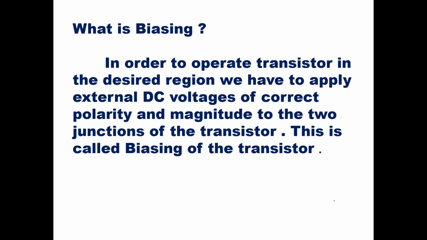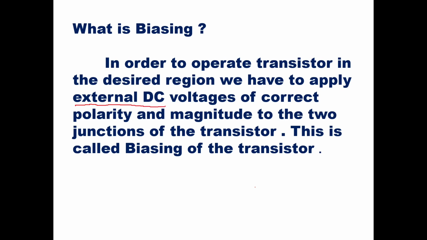Now again, to see what is biasing: in order to operate the transistor in the desired region, whether you want to operate it in saturation, active, or cutoff region. For amplifiers we operate it in the active region. In order to operate the transistor in the desired region, we have to apply, and this is very important, external DC voltage of correct polarity. So this sentence is very important here.